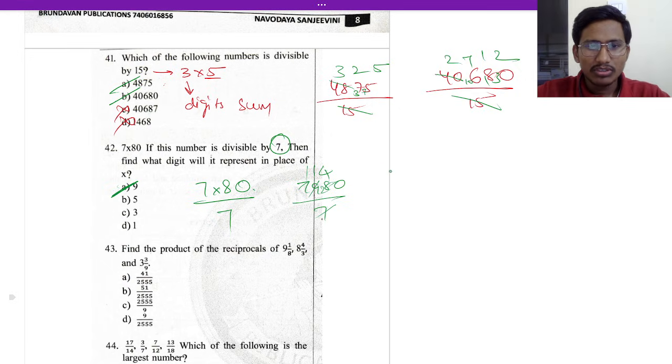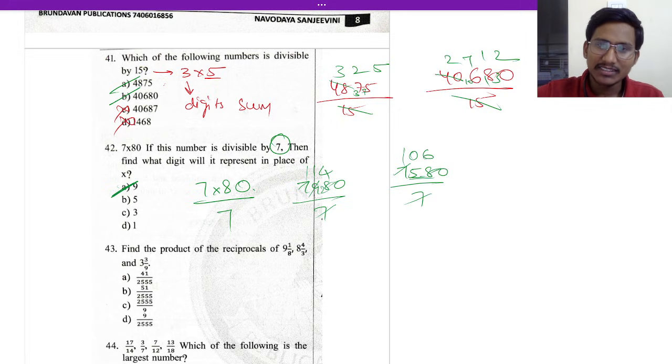Or you can go with option B. If I check, let me see. 7580 divided by 7. 7 1s are 7, 7 8s are 56, 2 will be remaining, not possible. So only A is the answer for the divisibility.